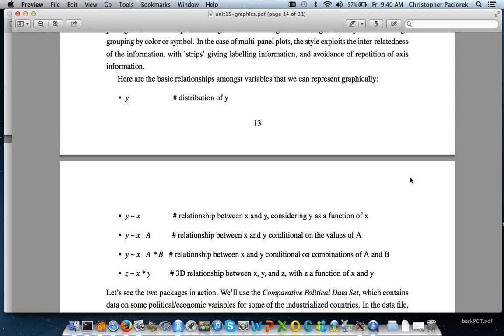So what I'm going to show you in the examples is basically just how Lattice and Ggplot handle these various different kinds of plots. And this encompasses many of the different plots that you might want to make in actual practice.